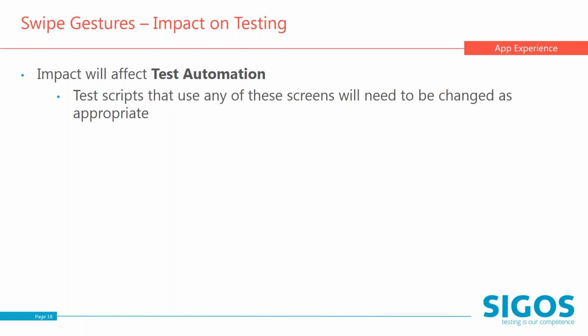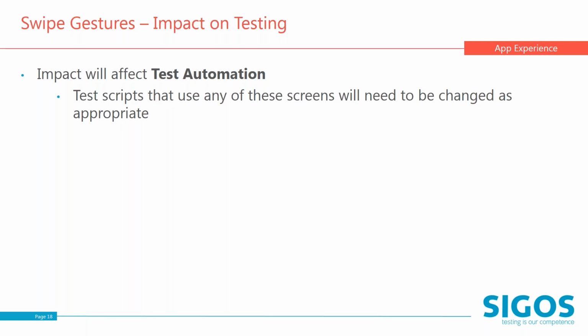And also same with notifications. If you're testing any notifications on your app, and you want during your test runs to go to the notification, the way you now handle or swipe to the notification is different, so that needs to be changed. It's not a major impact, but yes, little changes will be required.